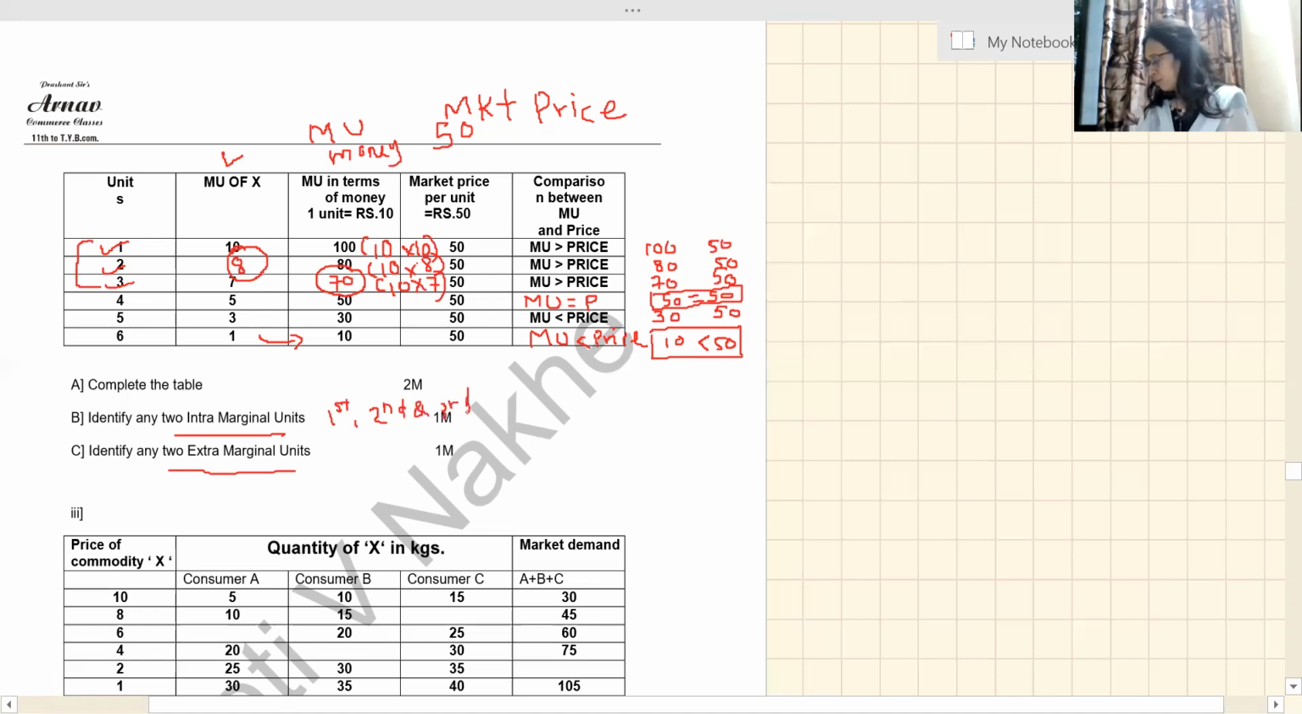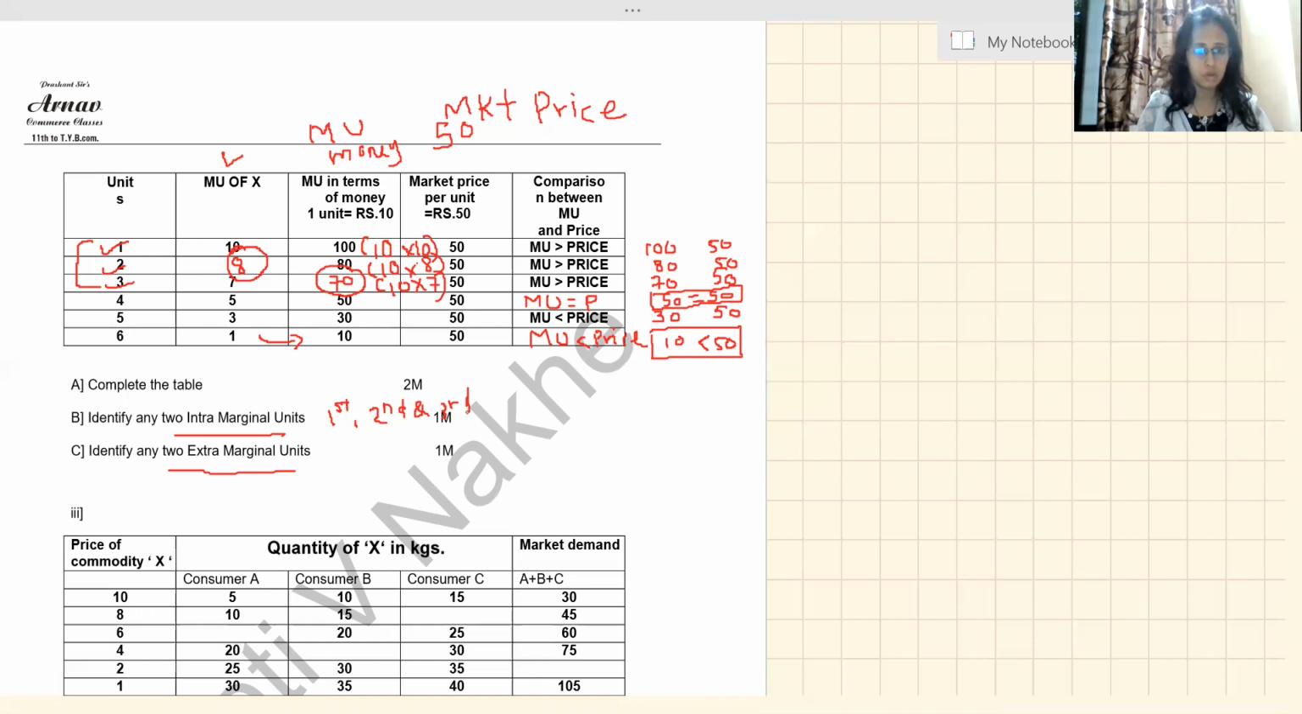Now we will write the explanation also. For intramarginal, see in your textbook they have given intramarginal units. Here MU is greater than price. You can see MU from the last column. MU is greater than price. So first, second, and third, in this case, they are intramarginal units.